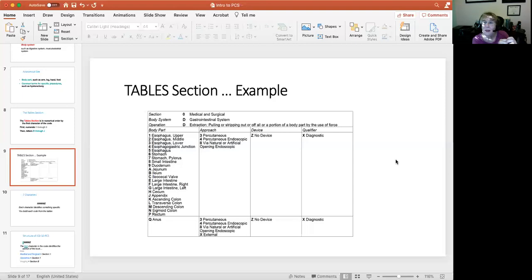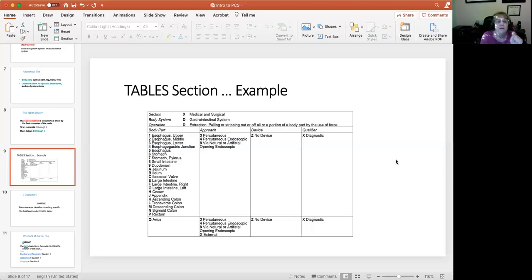Cholecystectomy, gallbladder surgery. Right, a laparoscopic procedure. Yes, good job. An endoscopic procedure is percutaneous endoscopic. They cut a little slit and they put the endoscope through the little slit. So you have both. You get to see, but you're only making a little slit.